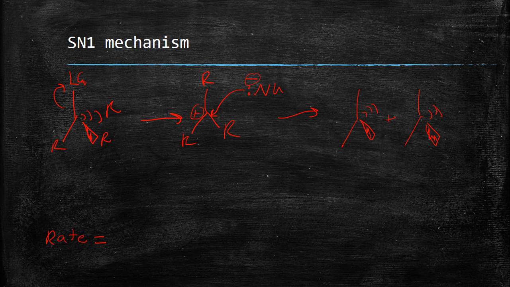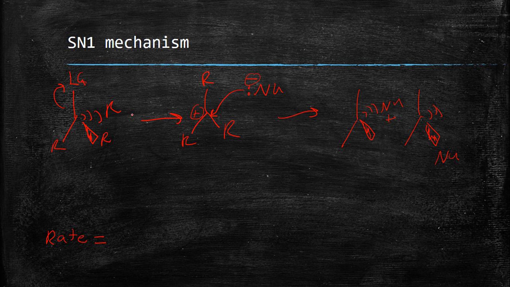The reason that this occurs and we have a racemic mixture is because the nucleophile can attack from above or from below. And so we end up with either the nucleophile on this side here or on this side here.